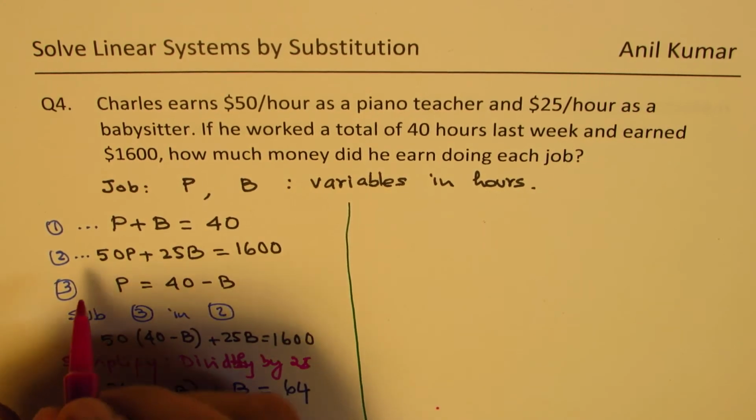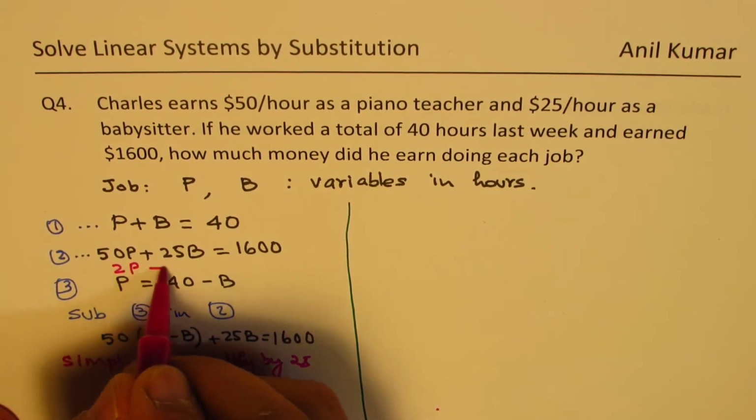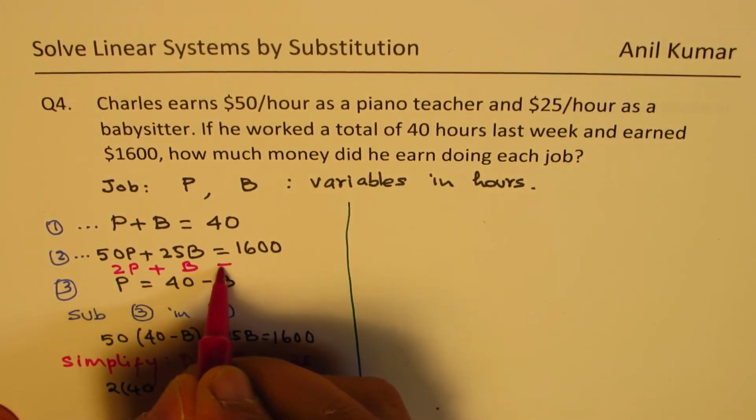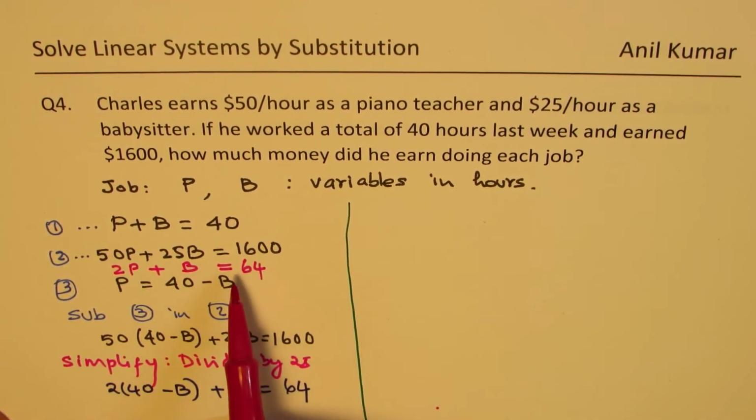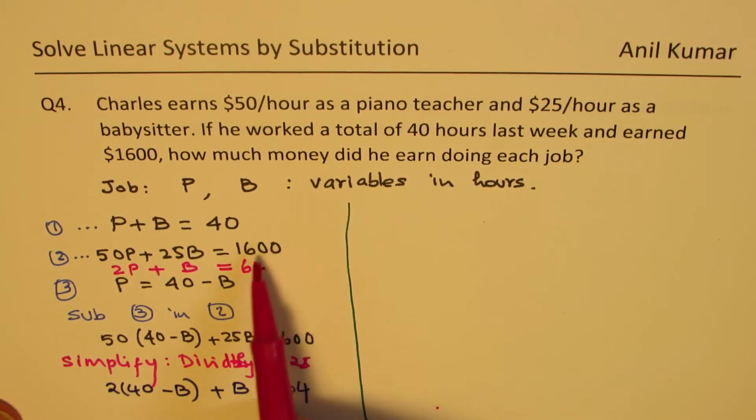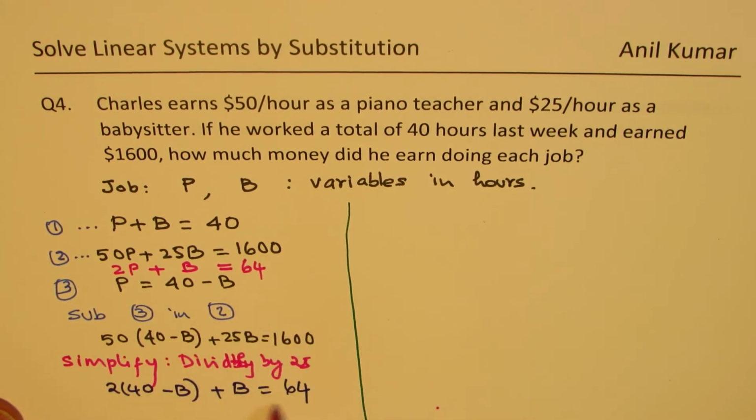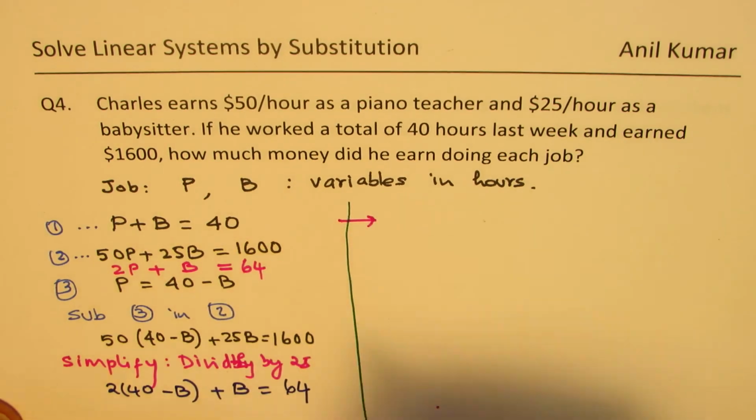I could have written this equation as 2P plus B equals 64. Does that make sense? Right? So we could have done 25. When you divide this, you get 4 times, right? And 4 times 16 is 64. And that is how you get this, right? So we'll actually continue with this equation now.